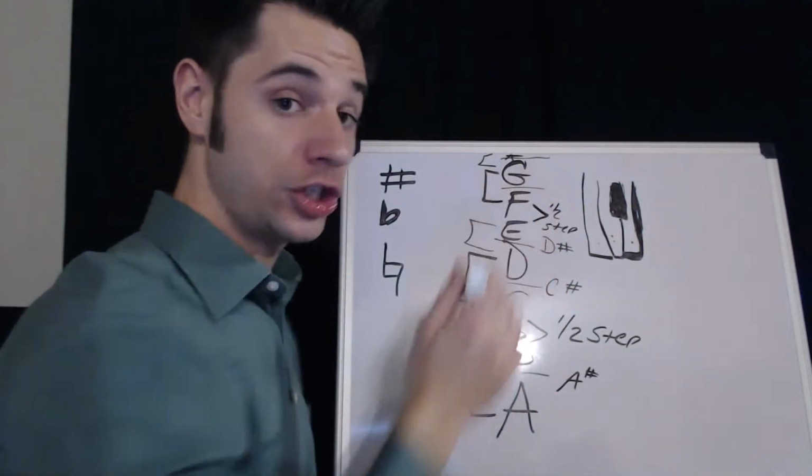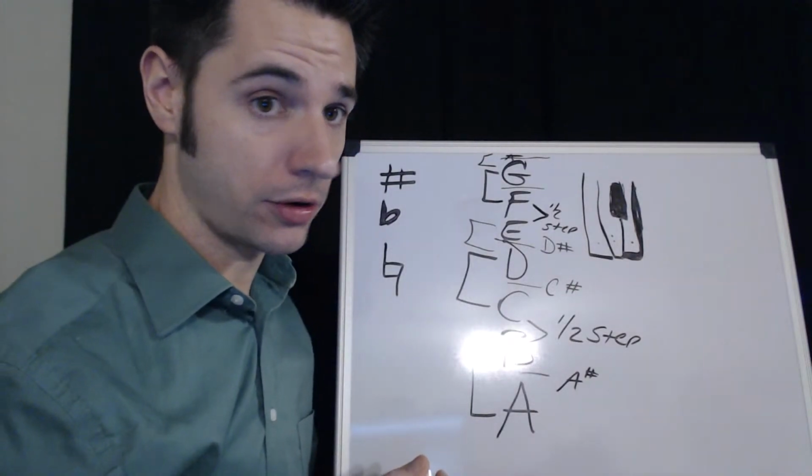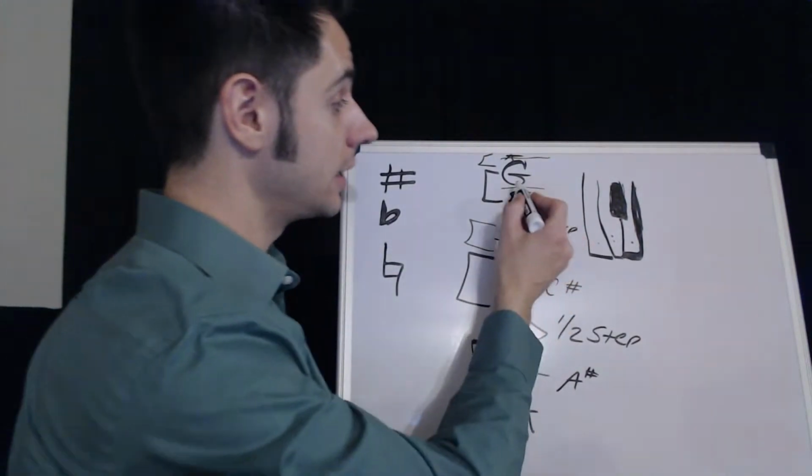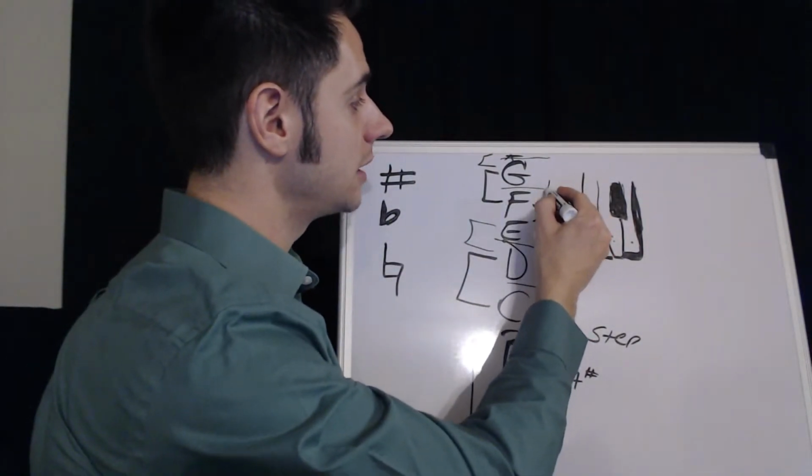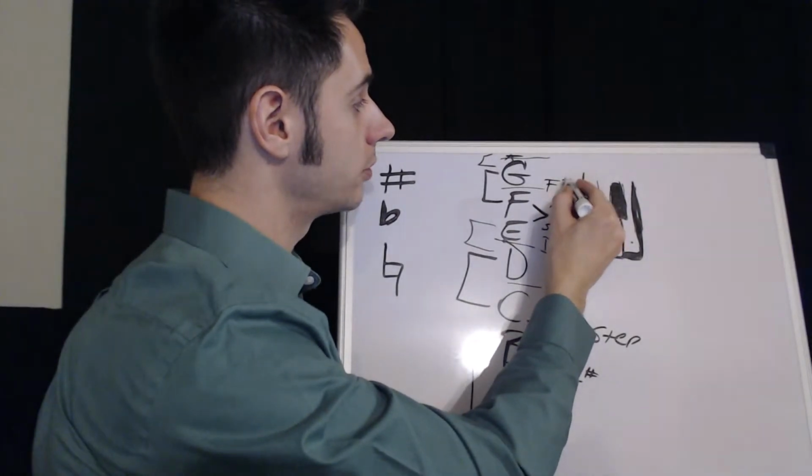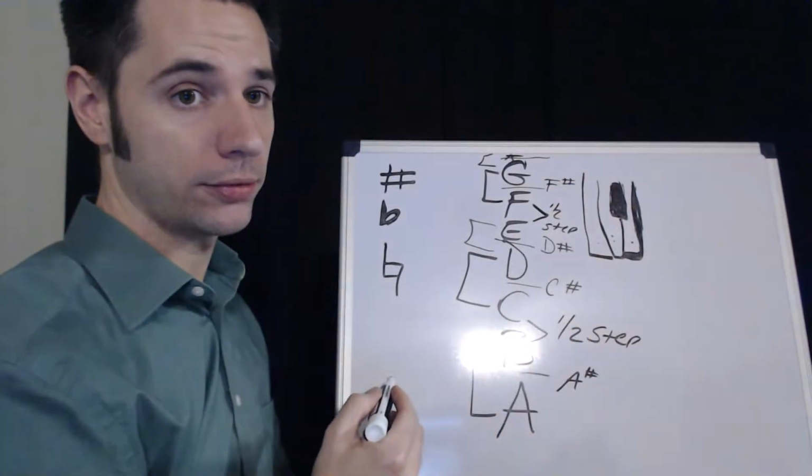Okay, F to G, that's a whole step. All right, that means there's something in between there. And indeed there is. Here's this note. It's going to be an F sharp. Okay, F sharp.